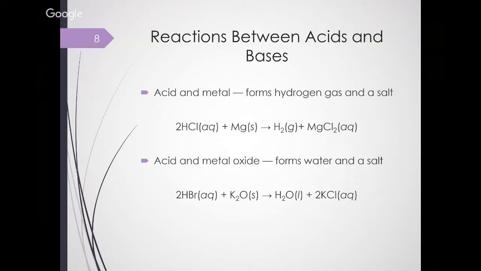Acids can also react with metal oxides to form water and salt. So we have hydrobromic acid reacting with potassium oxide to form water and potassium bromide.